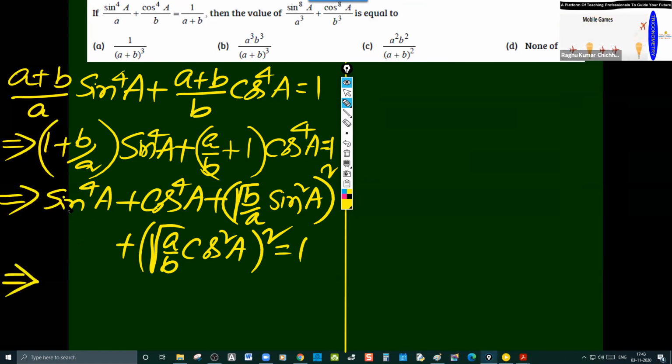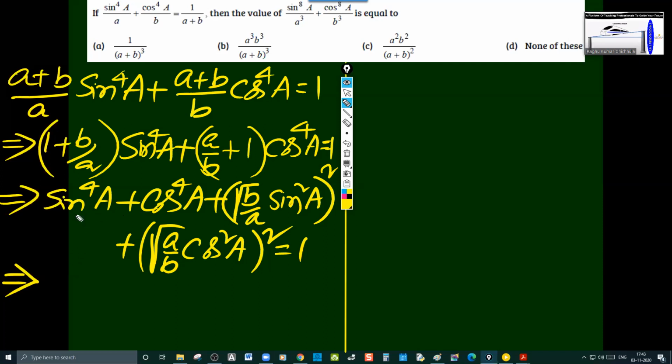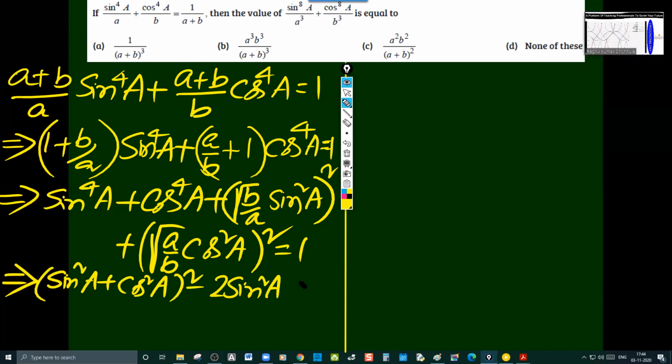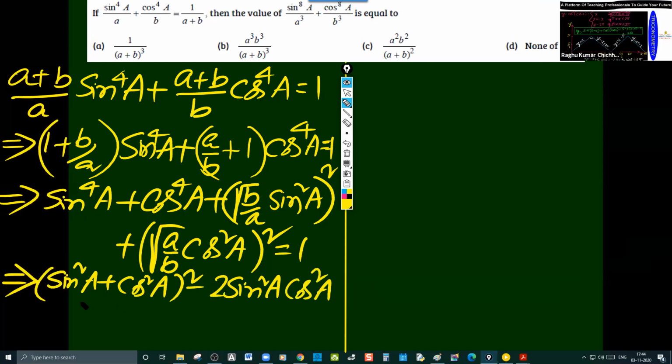Just listen carefully, please. I want to write it as (sine square A) whole square plus (cos square A) whole square. That means I'm trying to make use of the (A plus B) whole square formula. Tell me how to write this. Bhavi, you tell me please. (Sine square A) whole square plus (cos square A) whole square is (sine square A plus cos square A) whole square minus 2 sine square A cos square A. Maurya, is it clear? (A plus B) whole square minus 2AB.